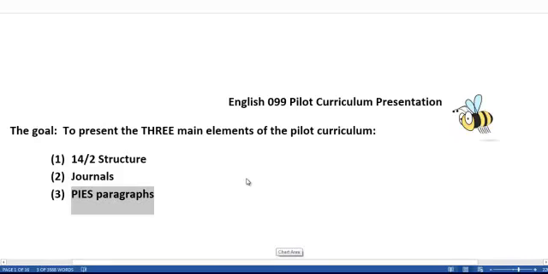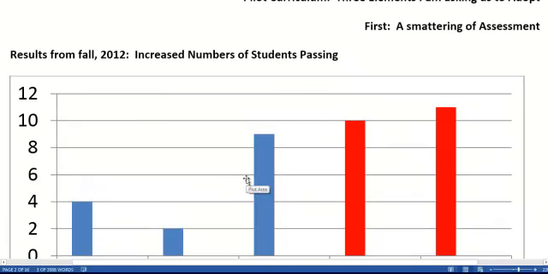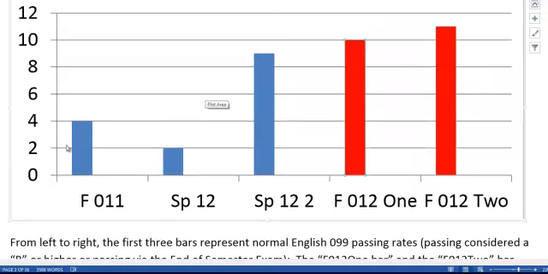Okay, first let's take a look at a little bit of assessment I have done in my own instruction since I've started using the pilot curriculum. I first began using the pilot curriculum in the fall of 2012, and this graph represents the improvement rate that I saw in the first semester I used the pilot curriculum. The blue represents the success rate of students in my three sections I taught previous to using the pilot curriculum, and the red represents the first two semesters I actually used the pilot curriculum.